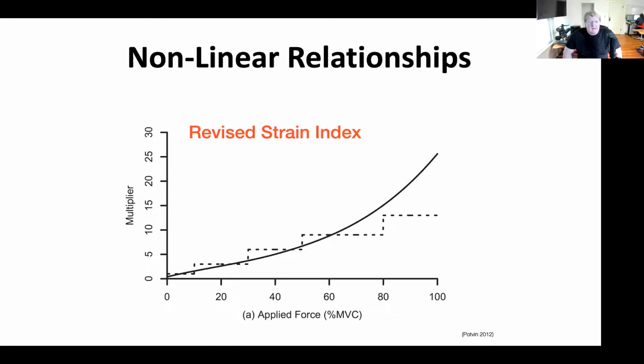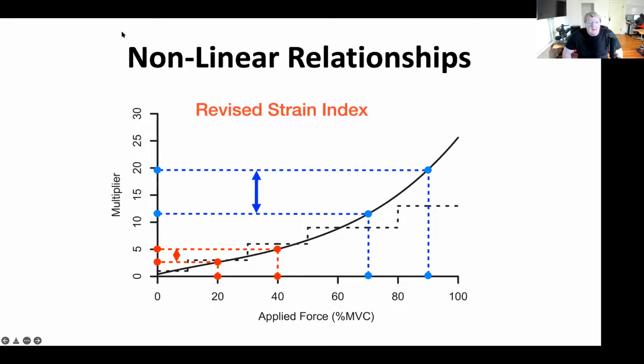Here we're looking at the revised strain index. You can see the applied force, the percentage of your MVC or maximum strength, and then on the y-axis, the multiplier or the resultant score. If we go to the next slide, notice how it's nonlinear. It's flatter on the left-hand side and gets steeper as X increases. If we look at the red, a 20% difference, going from 20% to 40% of your maximum, notice it's about a 2.5 point difference in your multiplier. You go from about 2.5 to 5.